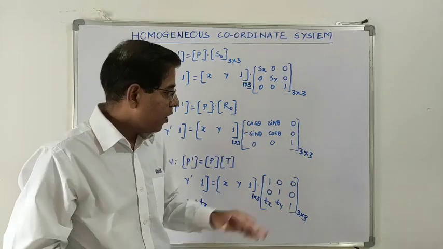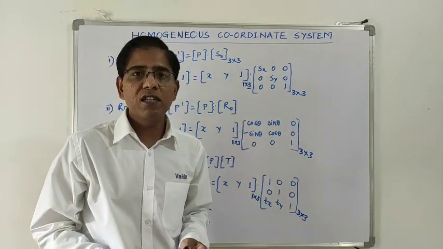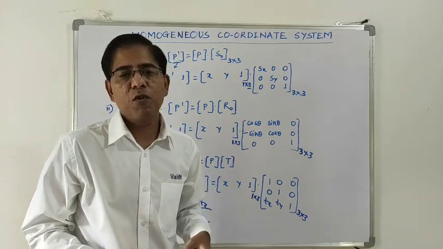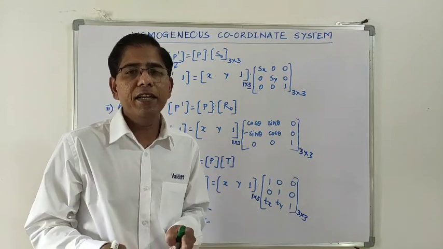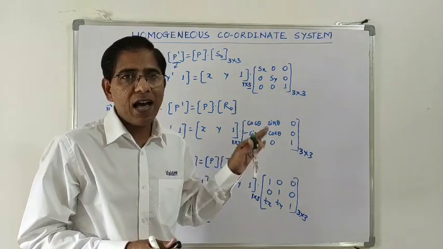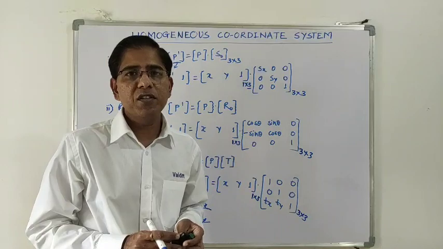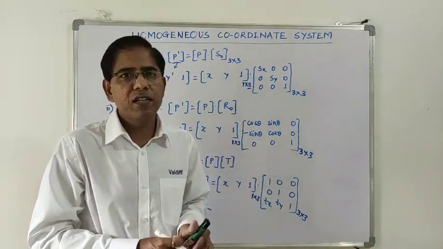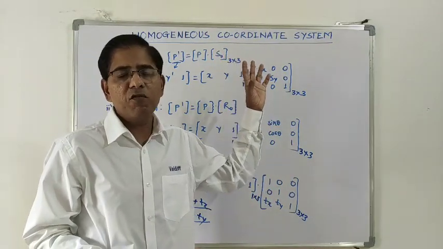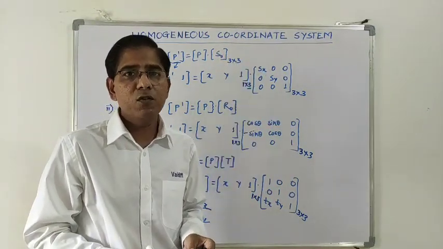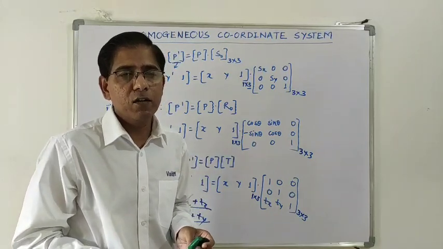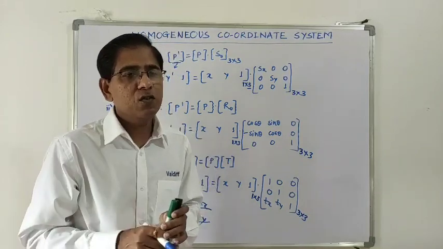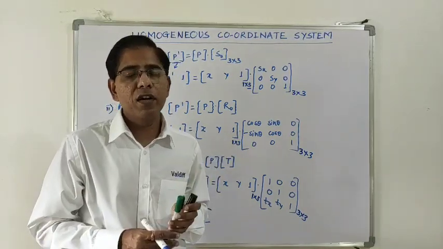Now using this homogeneous coordinate system, you can perform any number of combined transformation problems without finding the intermediate coordinates. Okay, now you can directly find out the total transformation matrix. You can combine all the transformations together to find the total transformation matrix, and by multiplying the total transformation matrix with the original matrix, you can directly find out the final figure. So no need to find the intermediate coordinate figures. Okay, you can directly find the final coordinates of the figure.